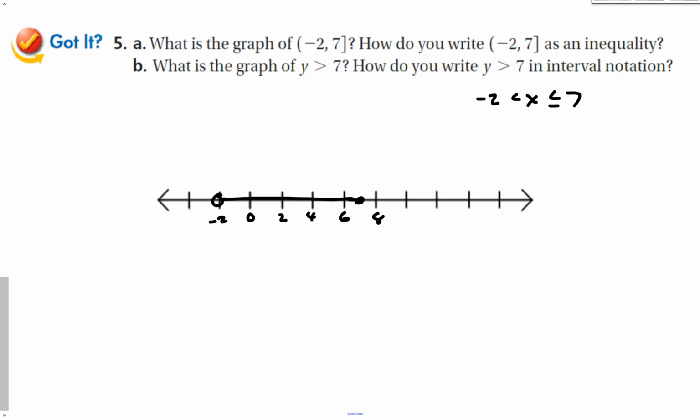And what is the graph of y is greater than or equal to 7? Let's clear this off. Let's just call 7 right there. We're going to say greater than 7, so we're going to say open circle. Boom, like that. My interval notation starts at 7 with a parenthesis and finishes at positive infinity with another parenthesis.